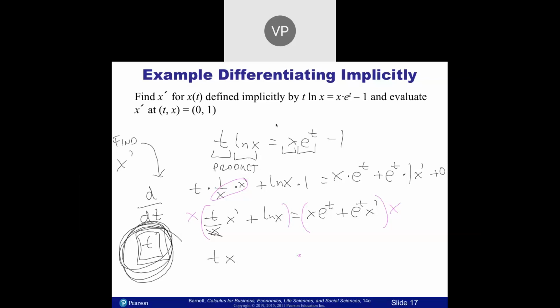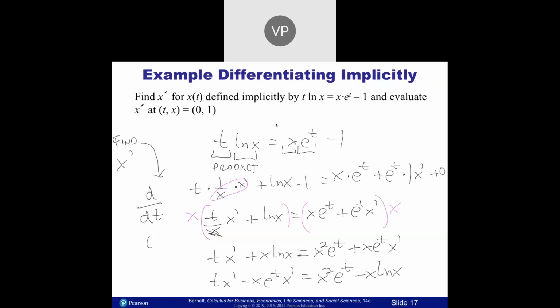So we have t x prime plus x natural log x equals x squared e^t plus x e^t x prime. Now notice, this x e^t x prime, they're just three things multiplying together. The order doesn't matter so much. What matters is what we do in our next step, where we get all of our pieces that have an x prime on one side of the equation, and everything that does not have an x prime, we're going to ship out to the other side.